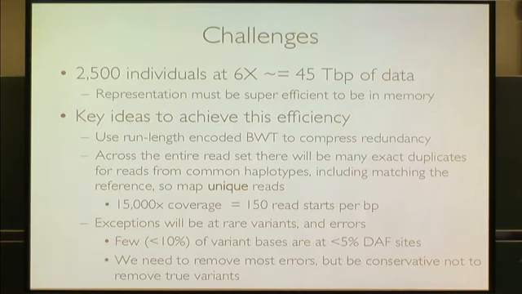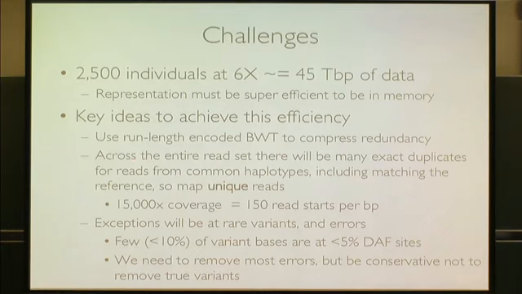Okay, so what are the challenges in doing this? We've got 2,500 individuals at 6x, about 45 terabases of data, and I'm building an index over that. Google and so on do this. So obviously, the world can handle these things, and we in genomics should think about it. We're going to use a run-length encoded BWT to compress redundancy.